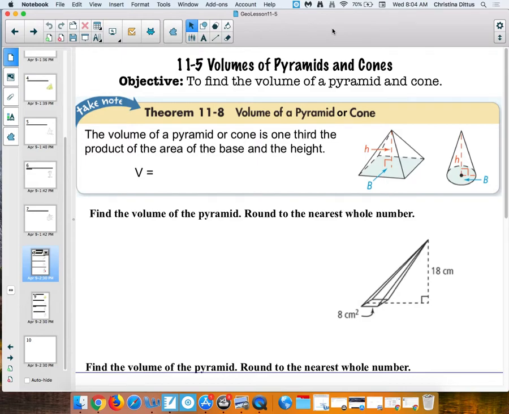We have a new formula, kind of. You're just adding one more thing. So if it doesn't have a tippy top, you have area of your base times your height. Today these have tippy tops, so it's just 1/3 area of your base times your height.